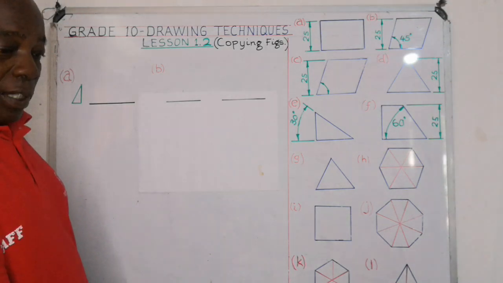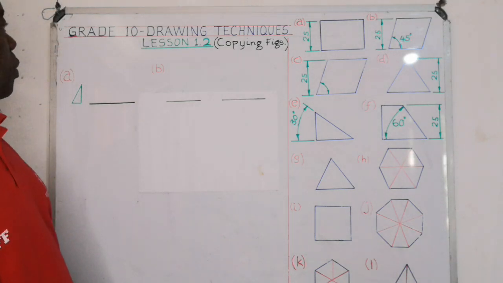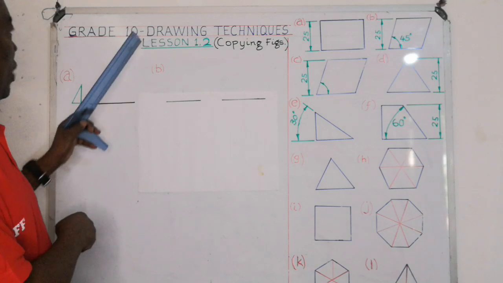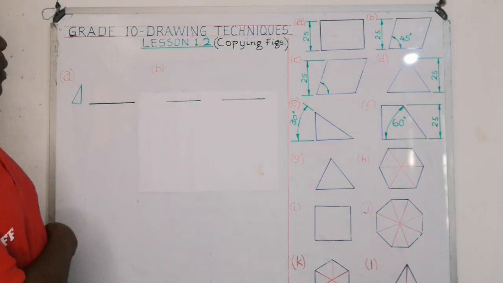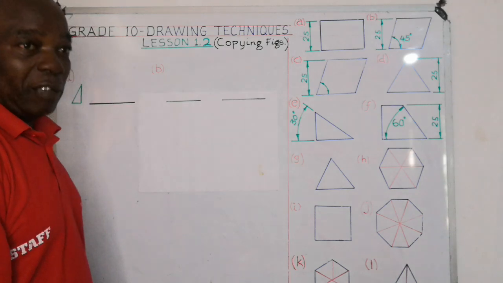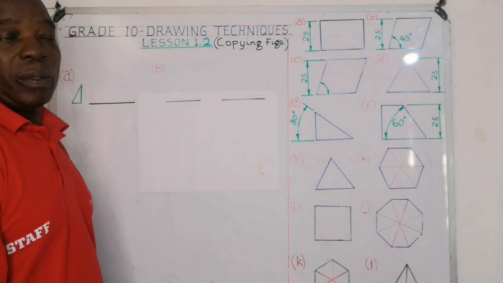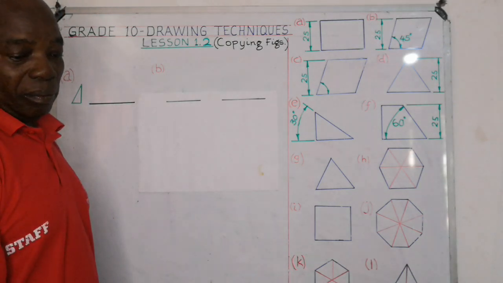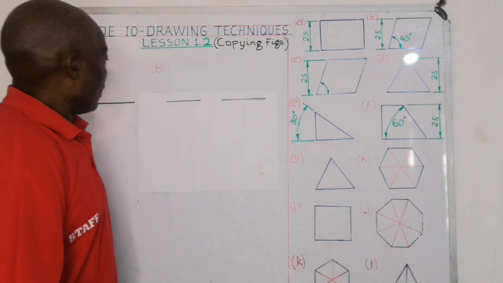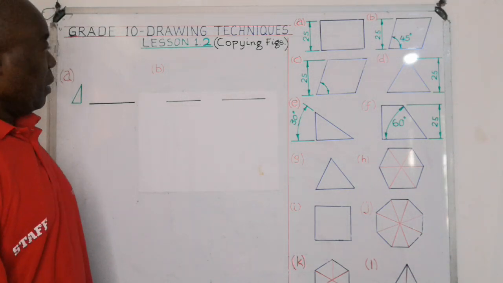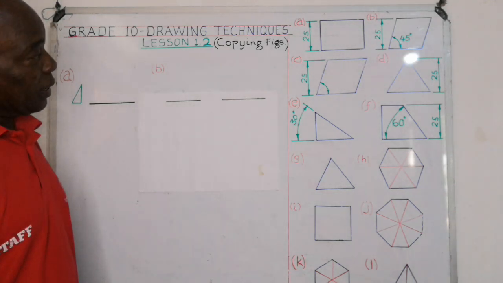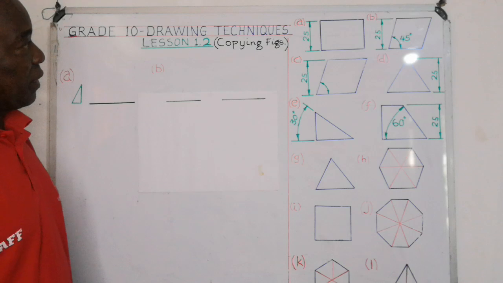It's a continuation of the same topic, drawing techniques. So we're still continuing with the drawing techniques. We looked at the alphabet of lines, and we also looked at concepts like printing and lettering. And today we are looking at copying given figures.